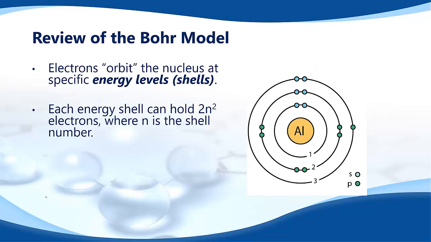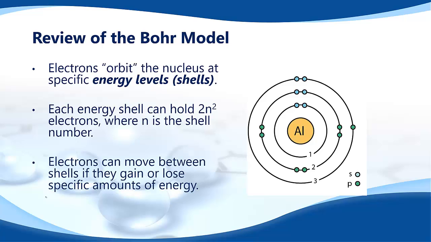The other key thing is that electrons, as they gain or lose energy, can transfer between those shells. So I can take an electron that's in the second energy shell. If I give it an amount of energy equal to the difference between those two shells, I can get it to jump up. And then if it loses that same amount of energy, it can go back down. So electrons can transit between different shells depending on whether they gain or lose energy.